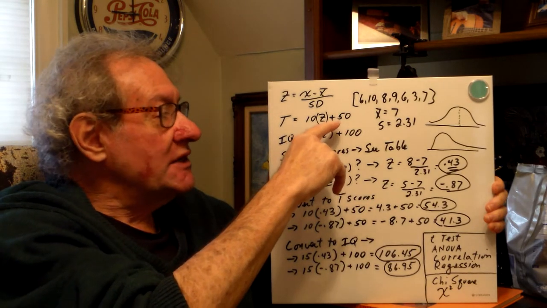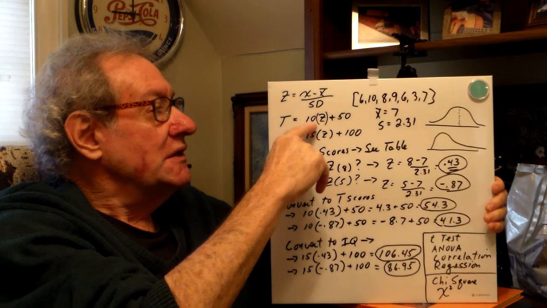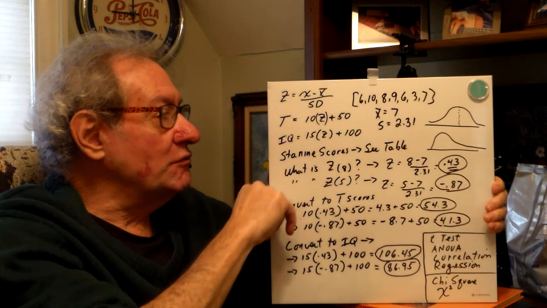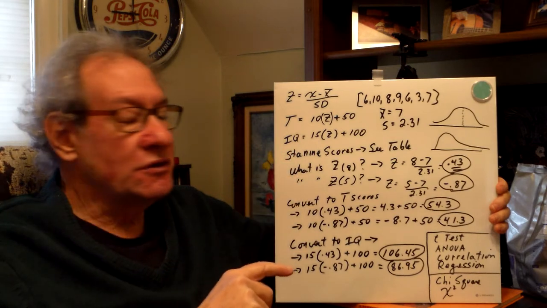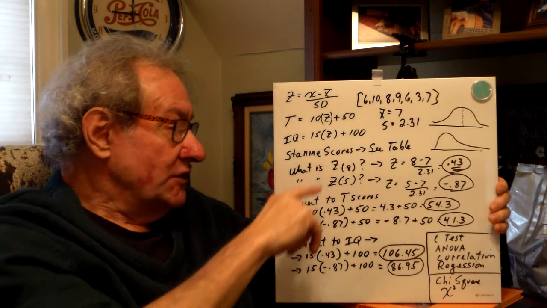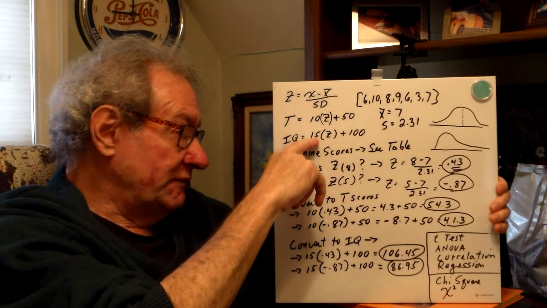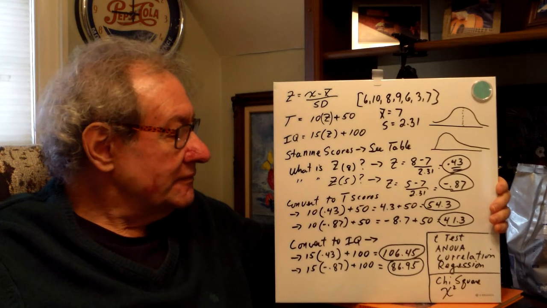The t-score has a mean of 50 and a standard deviation of 10. The z-score has a mean of 0 and a standard deviation of 1. To convert to IQ scores, as you're being asked in your homework and checkpoints, just take the z-score, multiply by 15, and add 100.